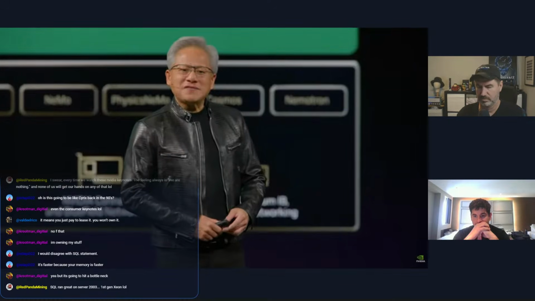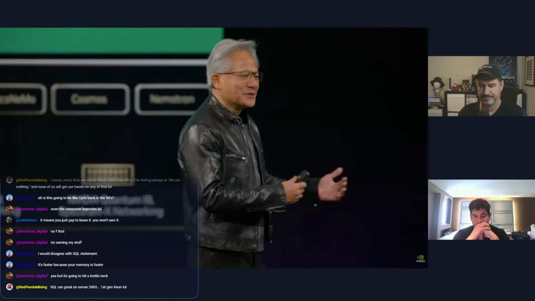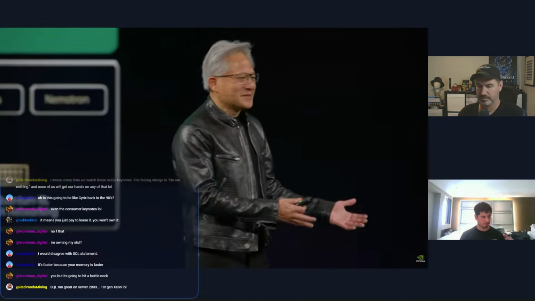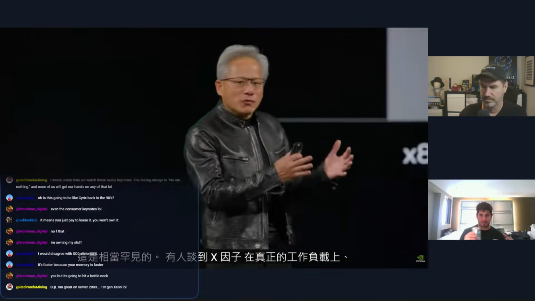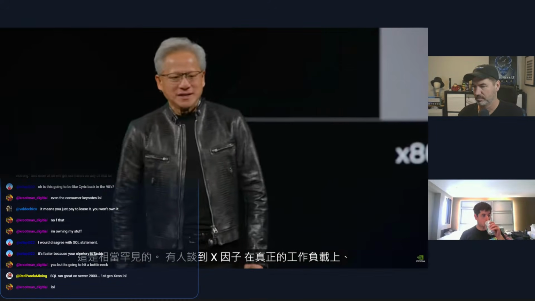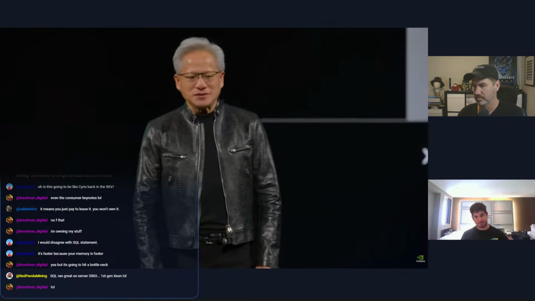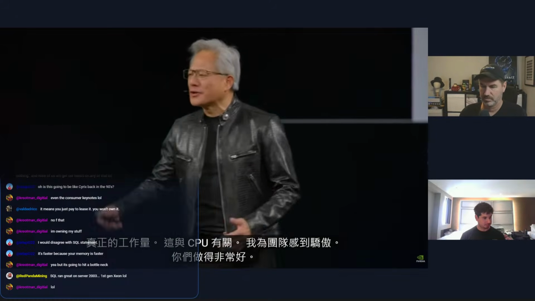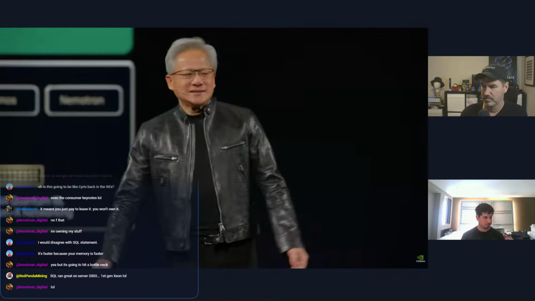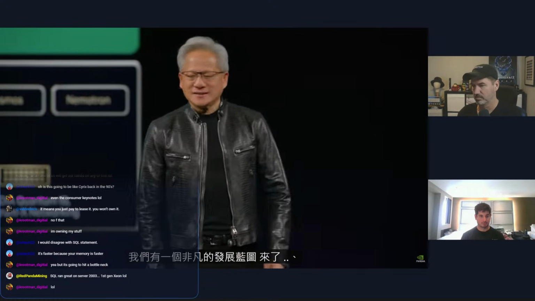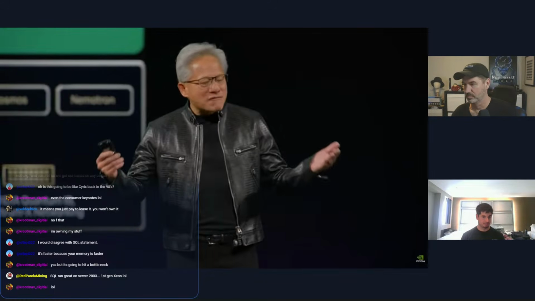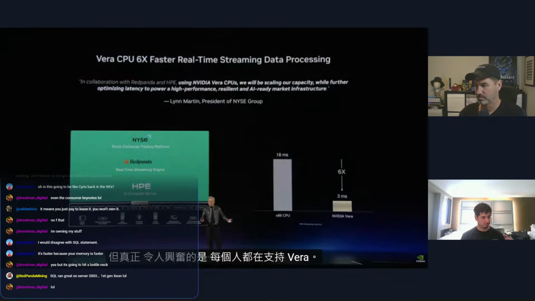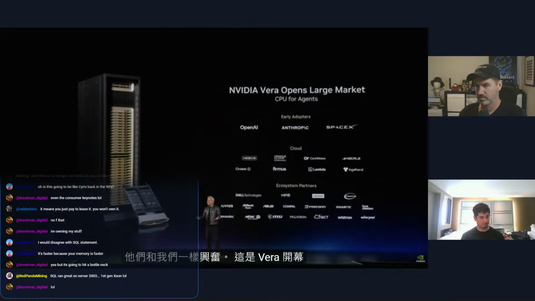You know, X factors is something you talk about when you're talking about GPUs. It is quite rare that somebody talks about X factors on real workload that is associated with CPUs. So I'm so proud of the team. You guys did such a great job. We have an extraordinary roadmap coming. But what's really exciting is almost everybody is supporting Vera. They're as excited as we are. This is Vera opening up.